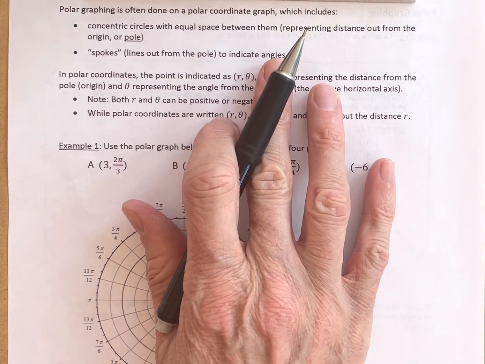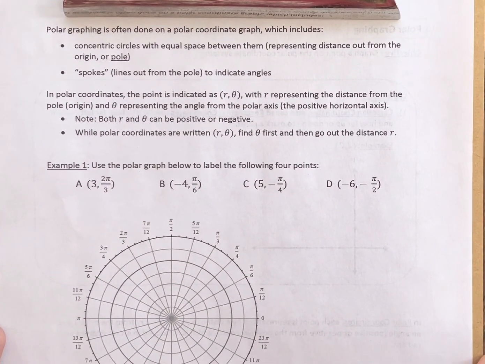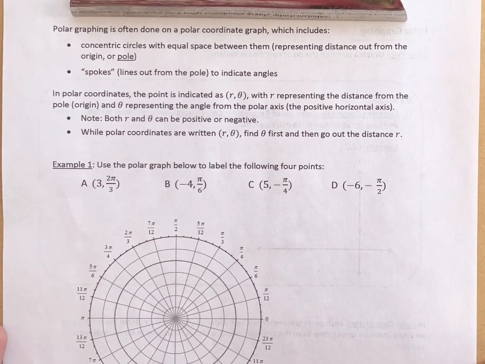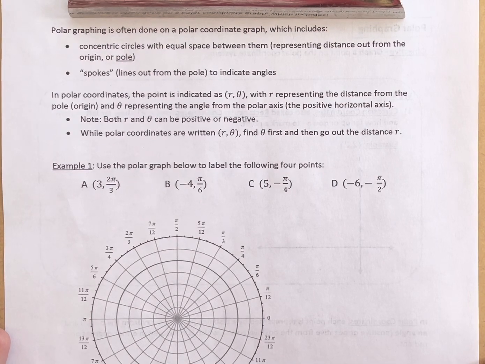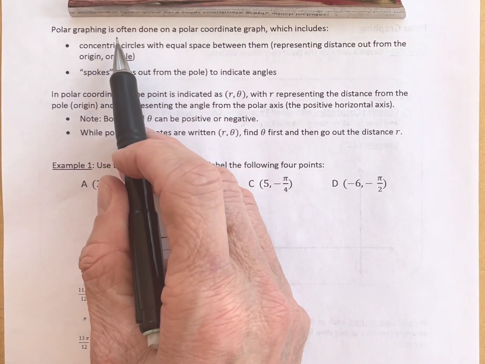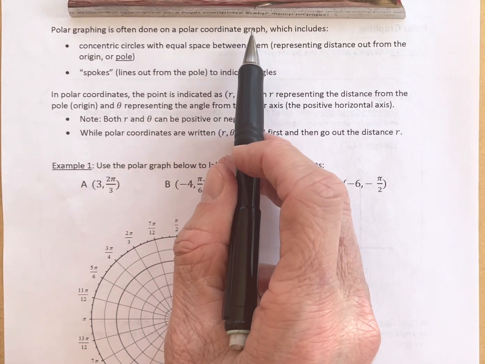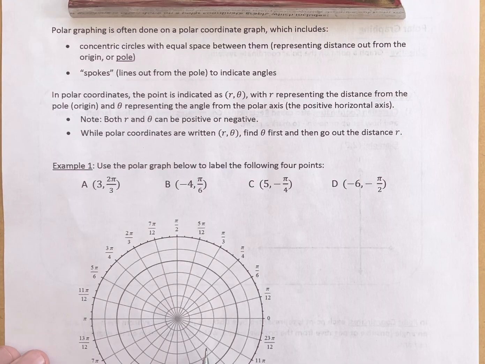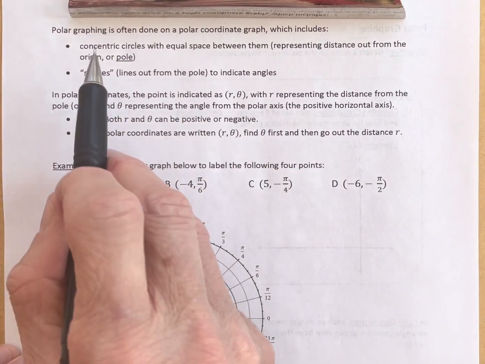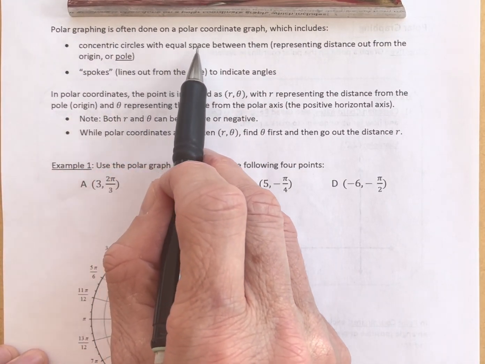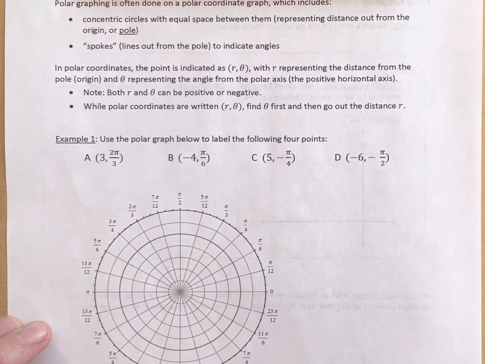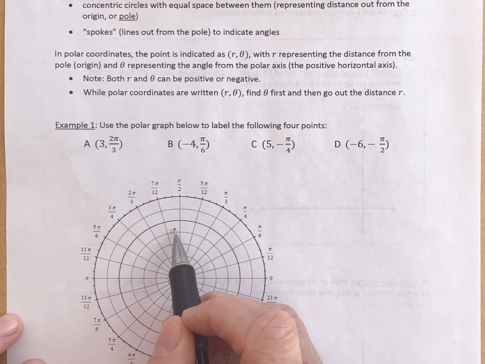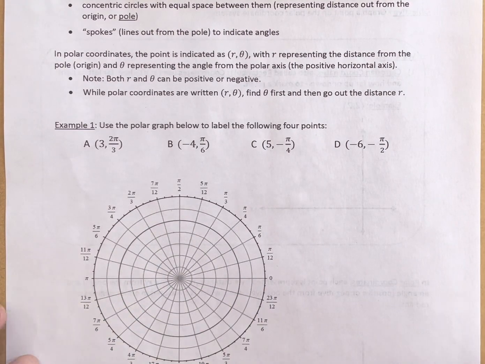Some notes, and then we're going to do some polar graphing. Polar graphing is very nice for working with curves, which is why it can be popular. Polar graphing is often done on a polar coordinate graph. And here is a polar coordinate graph down here, which we're going to use in our example. It includes concentric circles with equal space between them. So I'll slide up a touch and you can see all of these concentric circles with equal space between them as you work your way out.